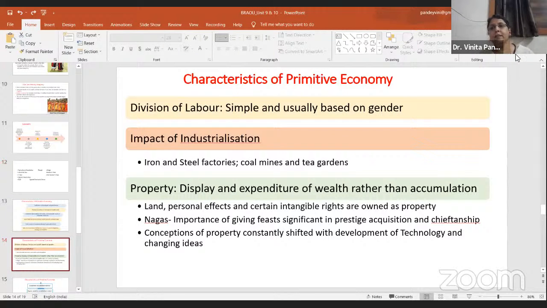We will continue with the characteristics of primitive economy. Division of labor is very, very simple. Now the big question arises here: what do you mean by division of labor? Division of labor is nothing but how the work is divided in the society. Who will do what kind of activities?